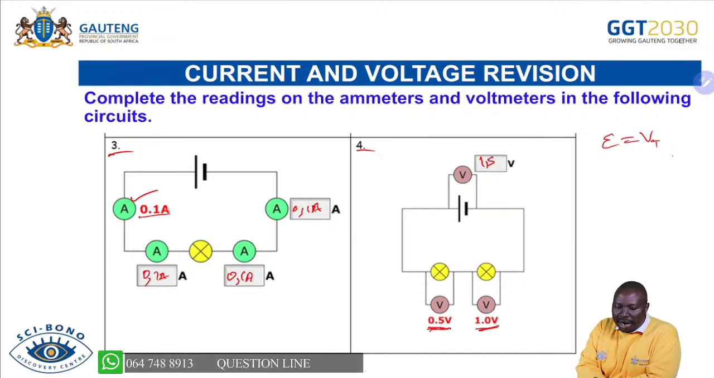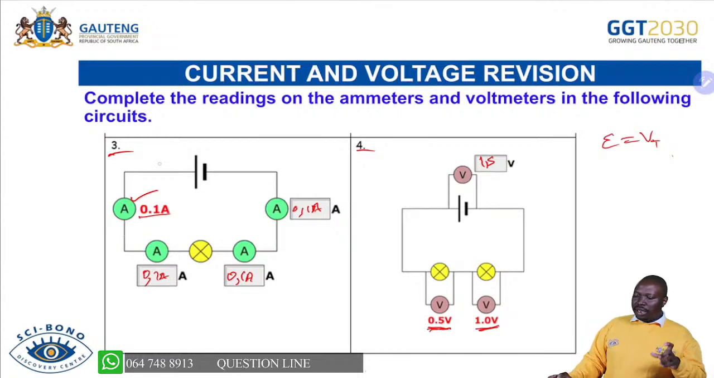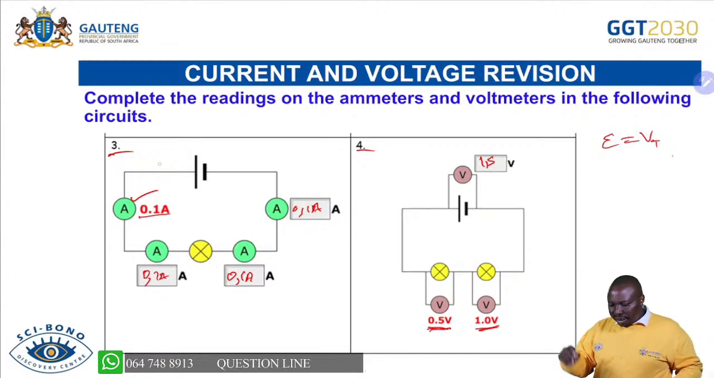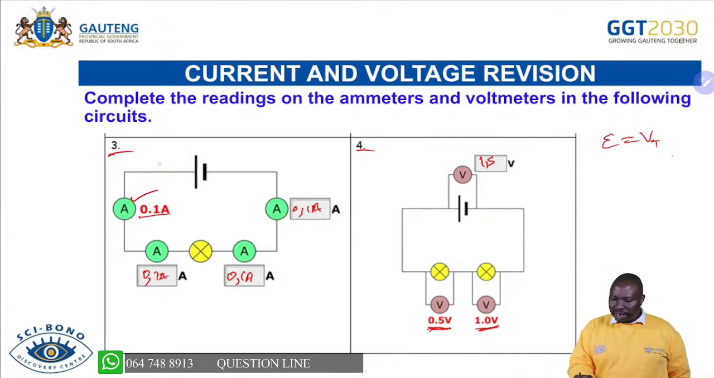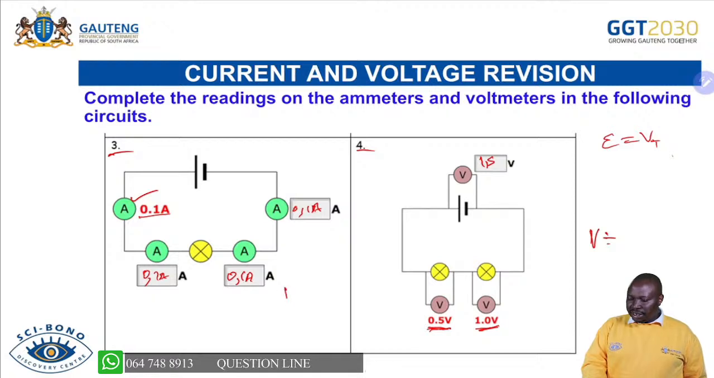But we have 0.1 amperes, it remained the same throughout. So that is how the series behave. So we're saying resistors in series are potential dividers. Potential difference is what is divided there. Now, what happens to the current? Current remains the same. Current is constant.